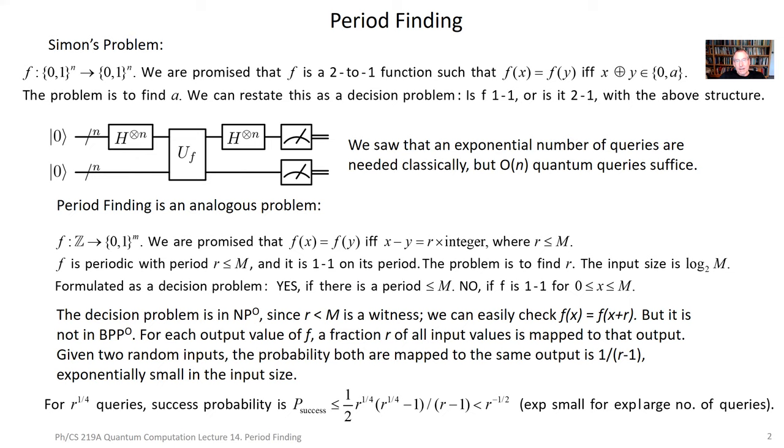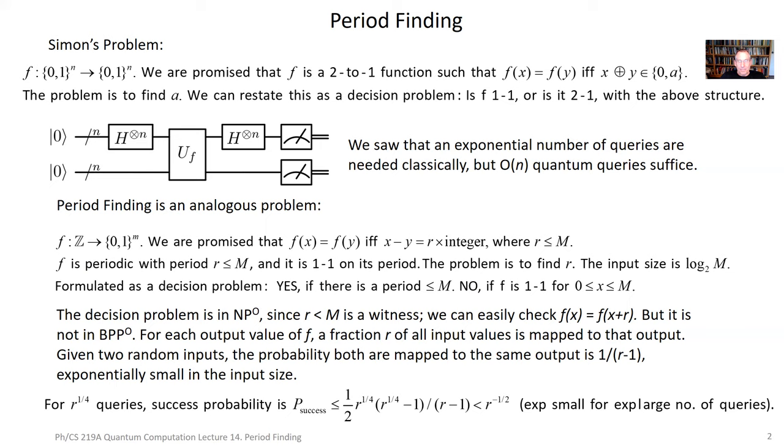The problem that we're going to discuss today has a somewhat similar structure. Now we're considering a function which takes integers to bit strings, let's say to m bit strings. And now we're promised that the function maps two inputs to the same output, f(x) equals f(y), if and only if the difference of x and y is some period of the function times an integer. And we're also promised that there's some upper bound on what that period is. Let's call it capital M.